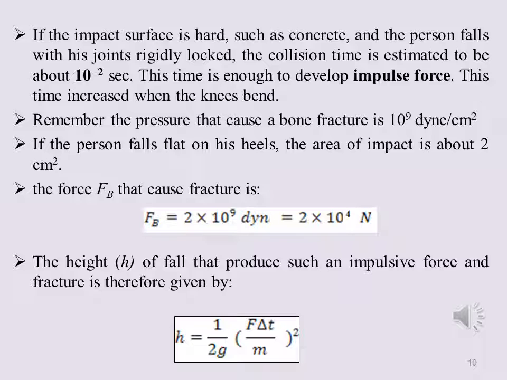Remember, the pressure that causes a bone fracture is 10 to the power of 9 dyne per centimeter squared. If the person falls flat on his heels, the area of impact is about 2 centimeters squared. The force, F B, that causes fracture is given by the height, h, of fall that produces such an impulsive force, and bone fracture is therefore given by the following equation.